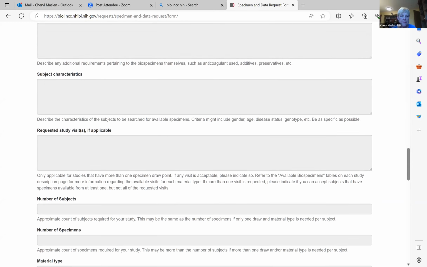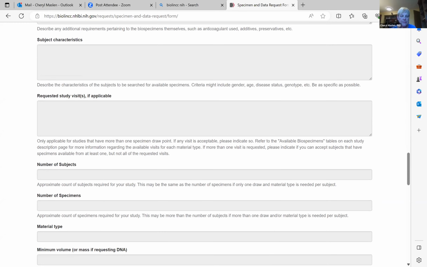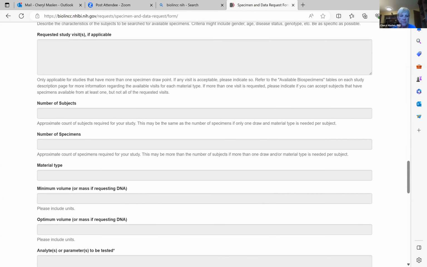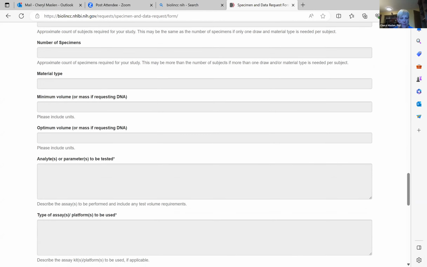This is a little bit different because you're looking at data, specimens, or data and specimens. What you want to be able to do is state the number of specimens, the type of specimen, exactly what you want. Are you requesting DNA? Are you requesting plasma? What exactly are you asking for? And the amount of DNA that you need, if you're requesting that.